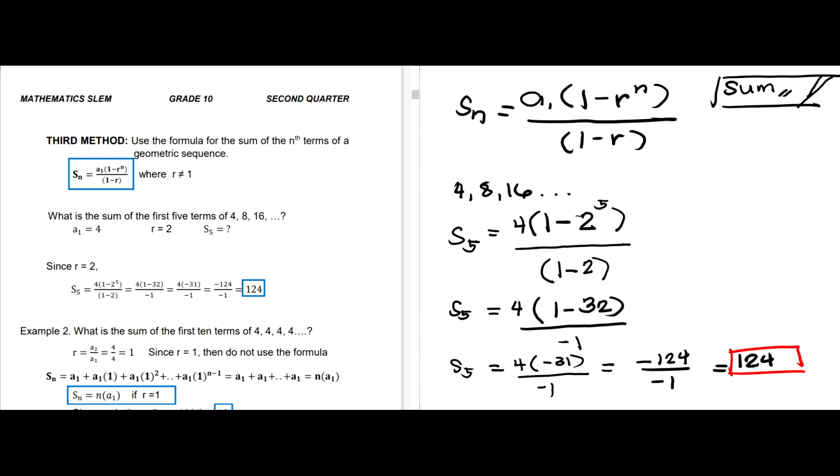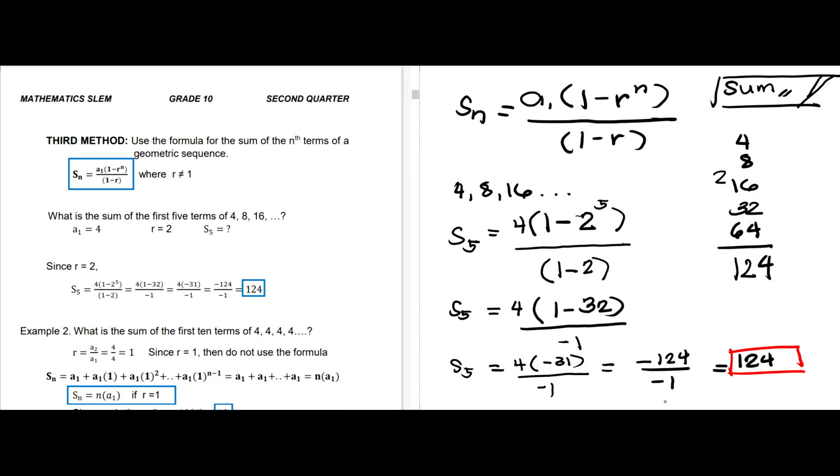Ma'am, 5 terms lang yan. Pwede naman akong mag-add na lang. Pwede naman. That is the first method. So, for example, 4 plus 8 plus 16. Ano yung 5 terms mo? 16 times 2, that would be 32. And then times 2, that would be 64. Let's add them. So, this is 124.